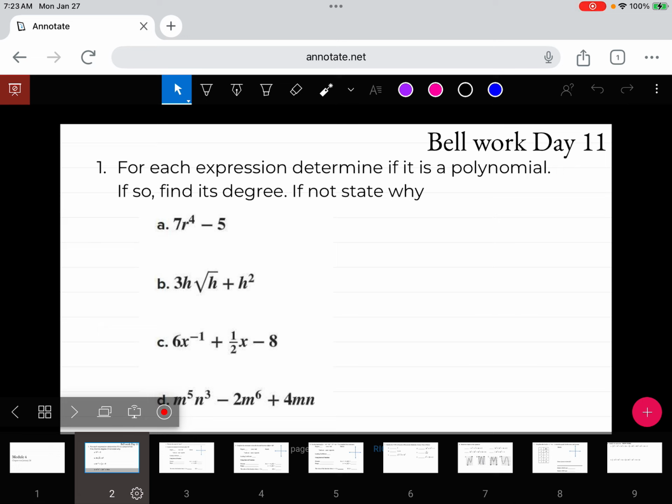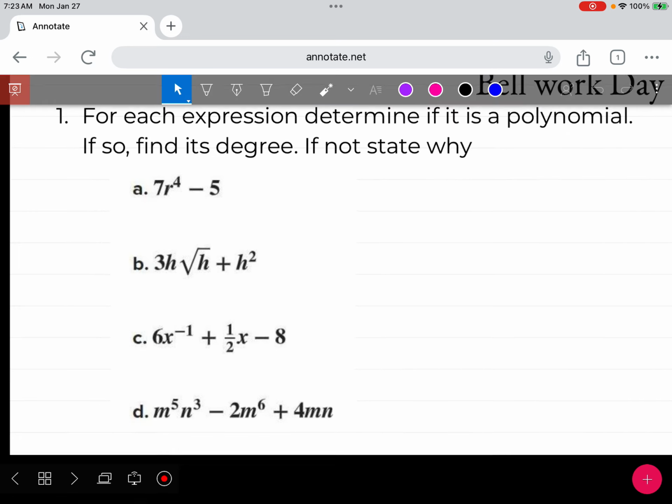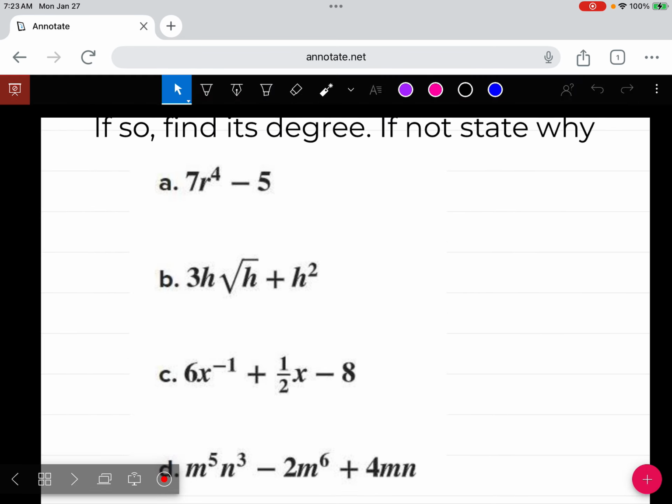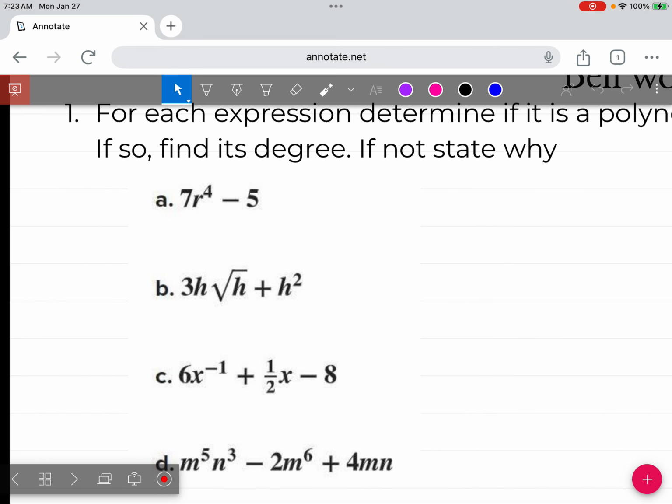So we are gonna go through the bell work, and we're gonna see if you guys have questions you want to work through on the review, because we got a test coming up tomorrow. Tomorrow's the test. Okay, so we're starting out by looking at this bell work. Still part of the same stuff, and I want to know if these four expressions here are polynomials or not polynomials.